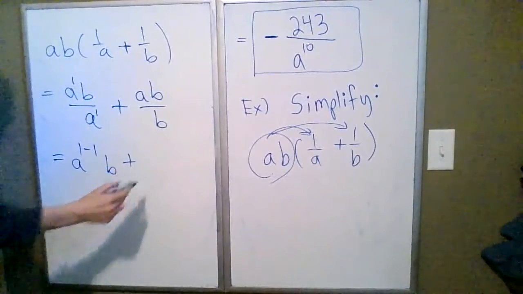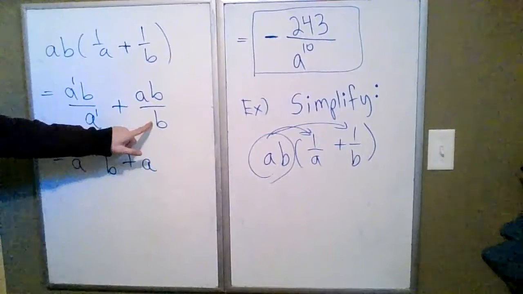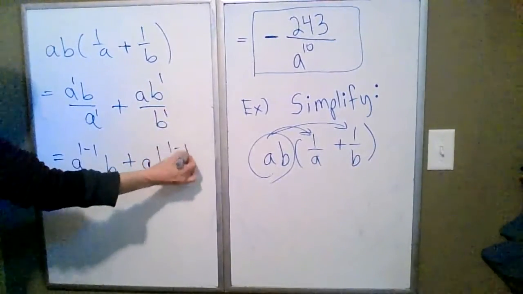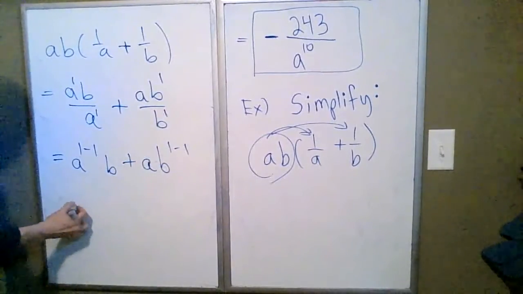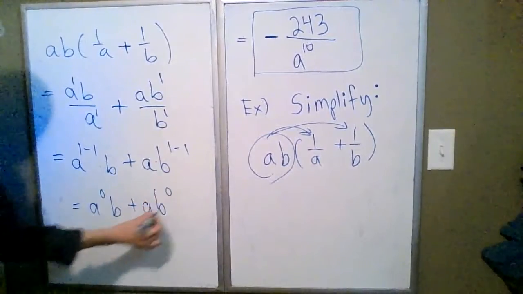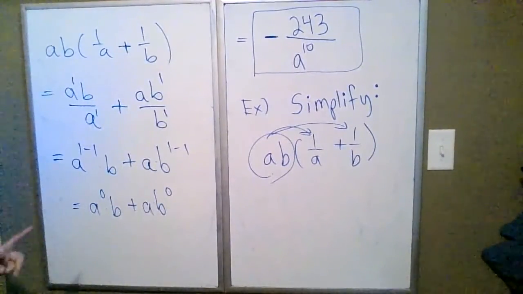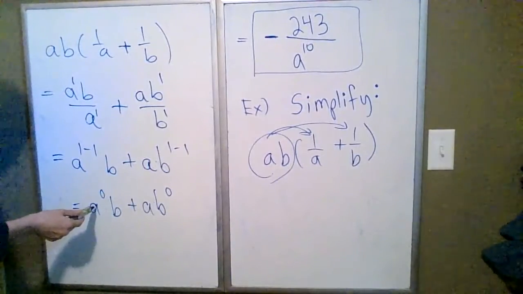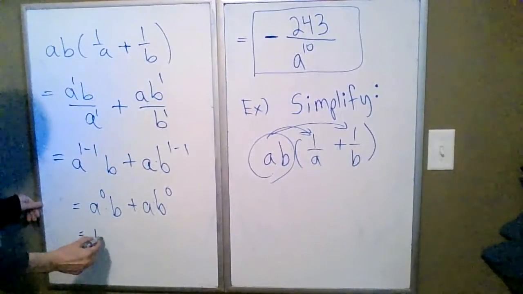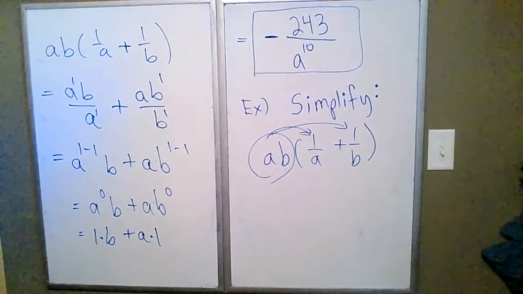This A just sitting there. And your base b has a power of the 1 from the numerator minus the 1 from the denominator. So a to the 0 times b plus a times b to the 0. Any number to power 0 is 1. So this is 1 times b plus a times 1. Which is b plus a.